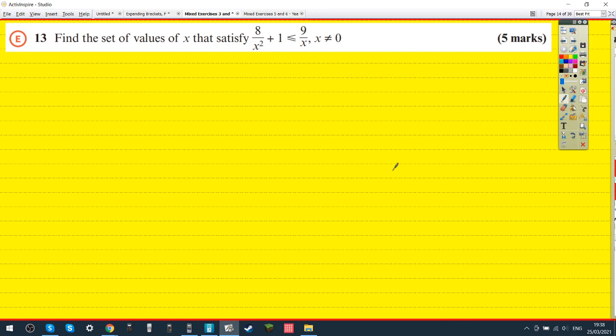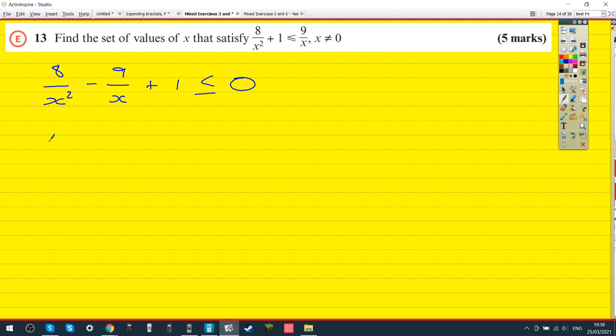So for this, would you need to make the inequality equal to 0? Yep. So would you minus 9 over x on both sides? So it gives you 8 over x squared minus 9x plus 1. Well, 9 over x. But what do you do next? Could you solve that as it is in the calculator and draw out the graph, or would that not work? You could. I imagine you could do it graphically.